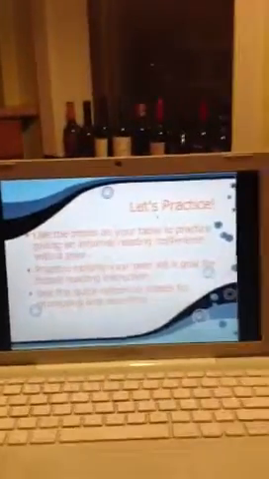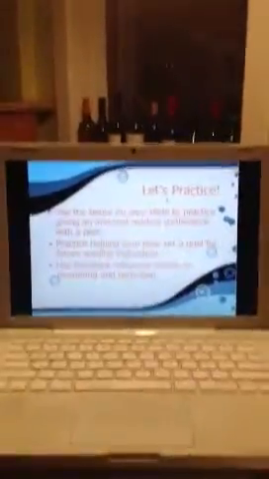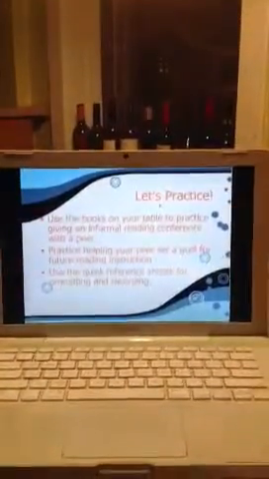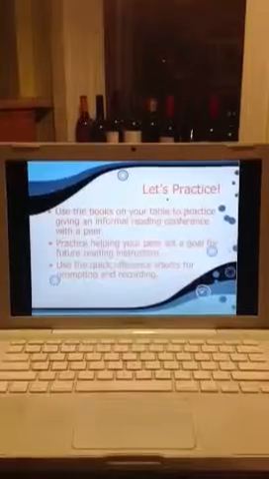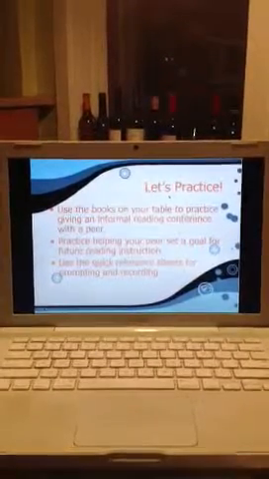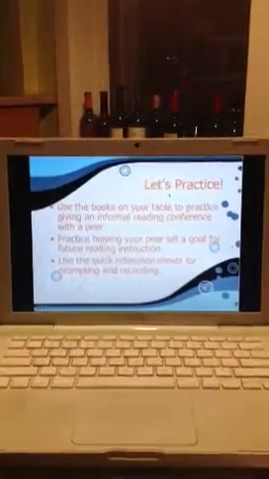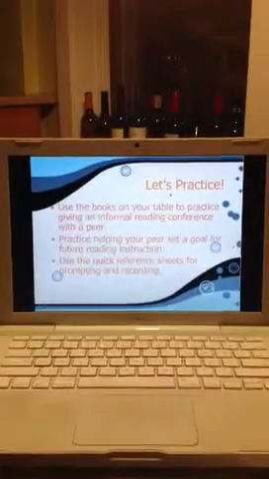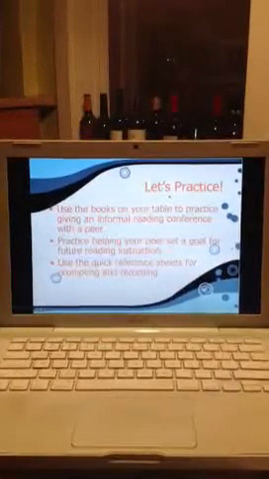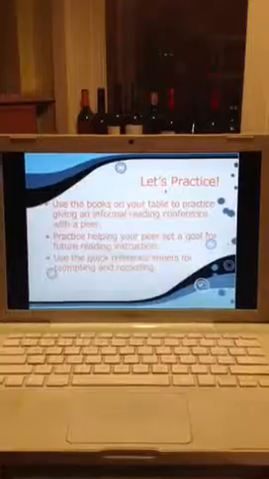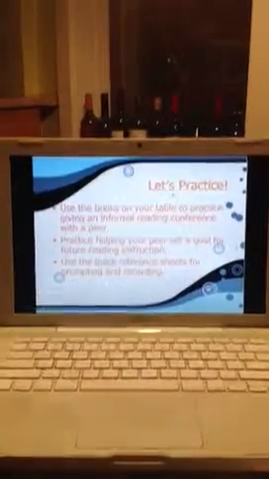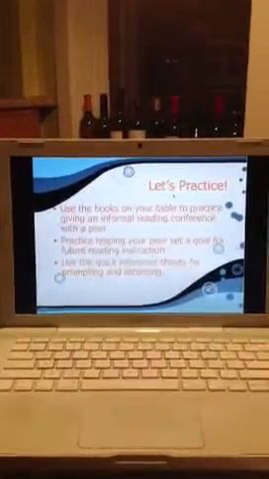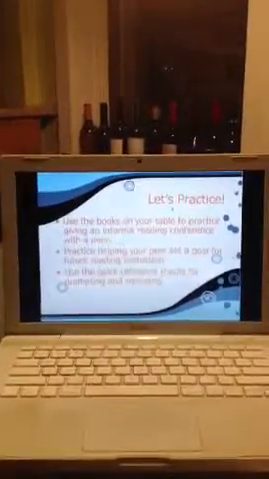So now it's your turn to go ahead and practice. You're sitting at tables with groups of 4 to 6 people, and you have a bunch of books in the middle of that table. You're going to practice giving an informal reading conference to a peer. Listen to how and what they're reading, and think about what they're doing well and what they still need to work on. Then you'll set a goal for their reading and leave them with strategies to use to reach that goal. You may use the quick reference sheets for prompting and recording.